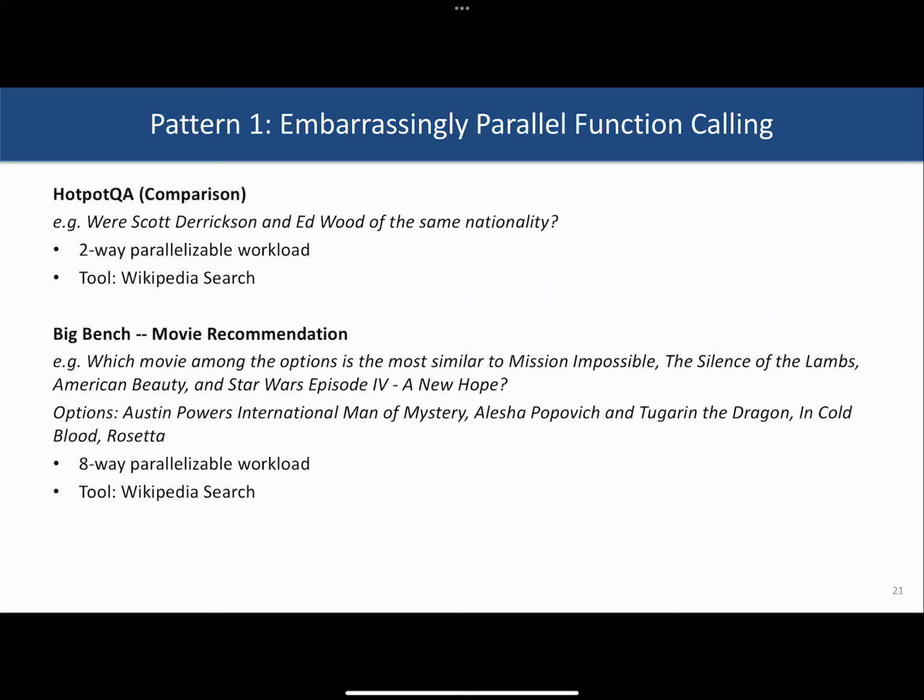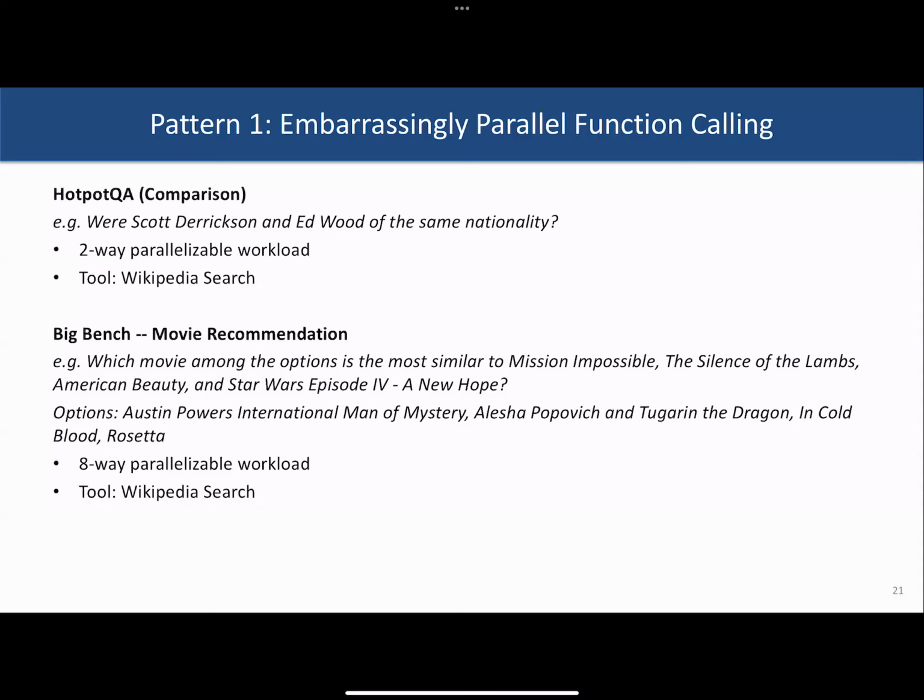To evaluate our framework in the simplest case, we have chosen two different benchmarks that are publicly available. One is HotpotQA, especially their comparison dataset. Just like the example that we have seen earlier in the slides, where you have to compare the nationality of two people, HotpotQA has many more examples with a two-way parallelizable pattern. This can be easily solved by your LLM by equipping it with a Wikipedia search tool.